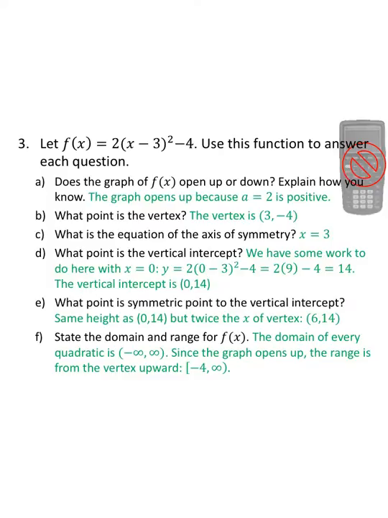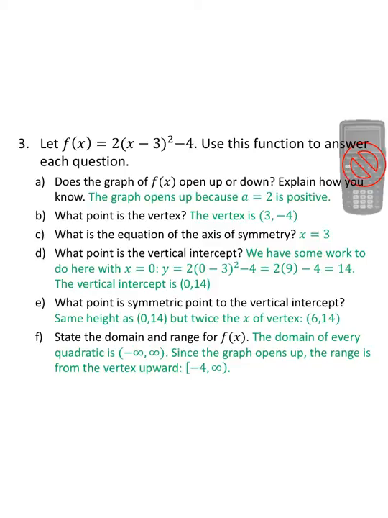What is the equation of the axis of symmetry? Well, the axis of symmetry is a vertical line that goes through the vertex. All vertical lines are of the form x equals, and if it goes through the vertex, x has to be 3. So when you find the vertex, you already have the important information for your axis of symmetry. It always goes through the vertex, so you know the number value from the previous question.